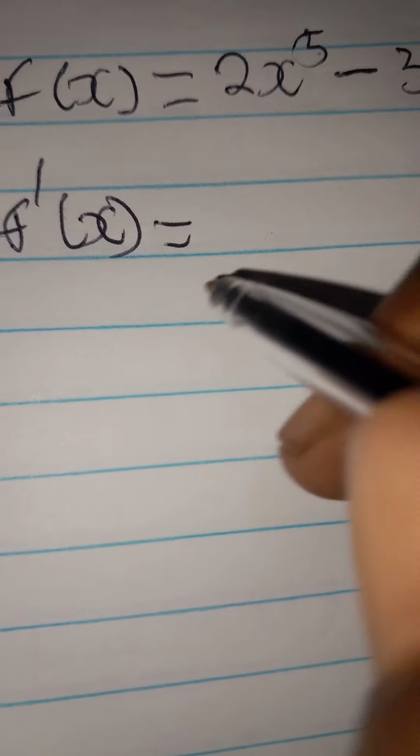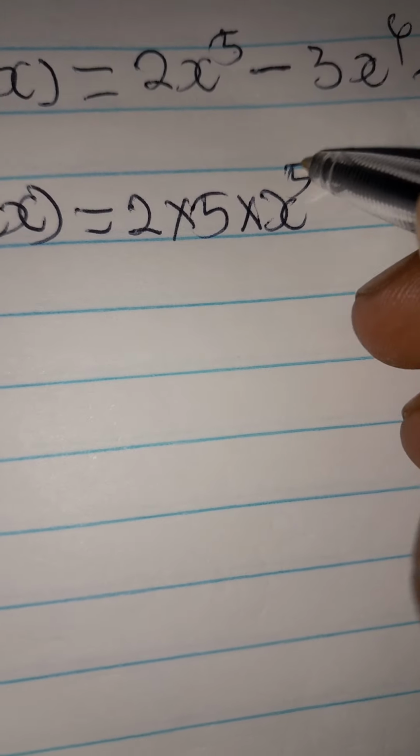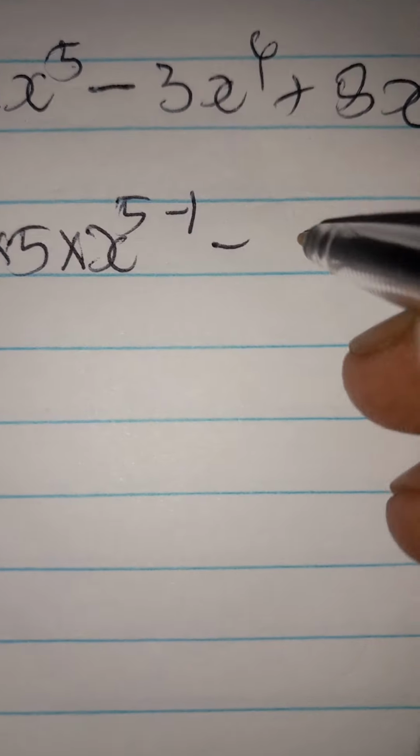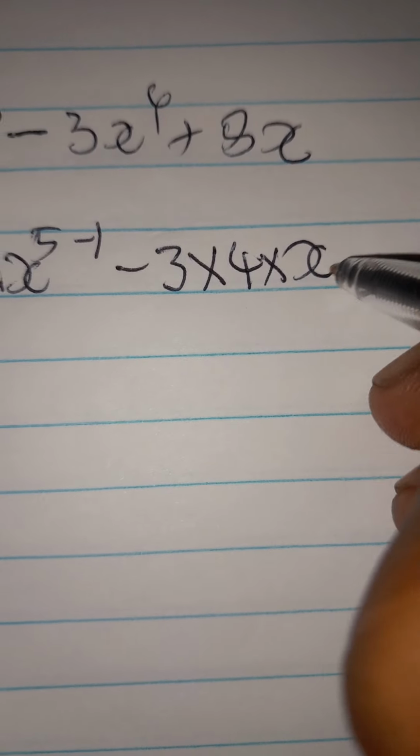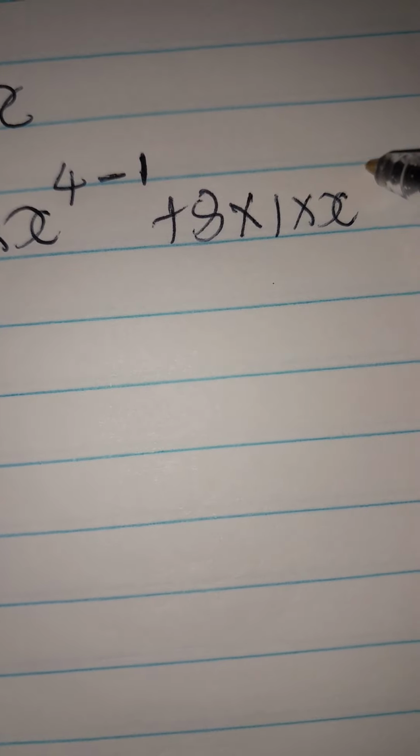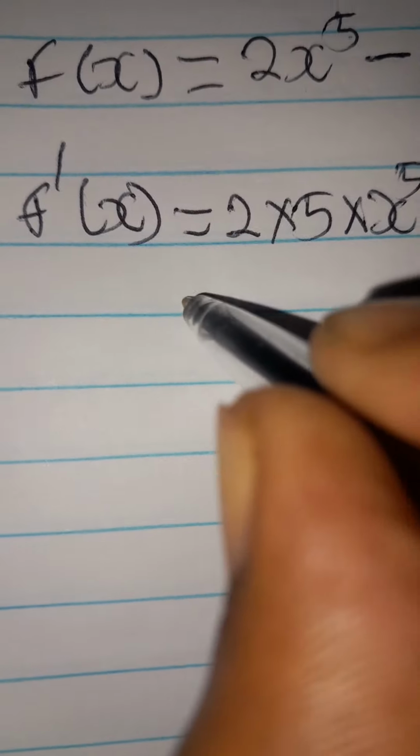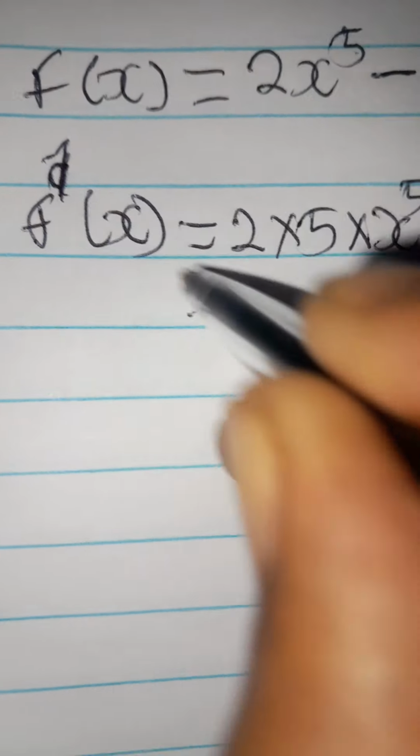Let's see. 2 times 5, but we need to show 2 times 5 times x, then we subtract the power. That will be 5 minus 1. Similarly, in this case, it's going to be 3 times 4, times x, then subtract the power by 1. Then in this case, it's going to be 8 with an invisible power of 1 there. 8 times 1 times x, right? We have 1 minus 1, right? So let's derive. Okay, we have derived there, remember?